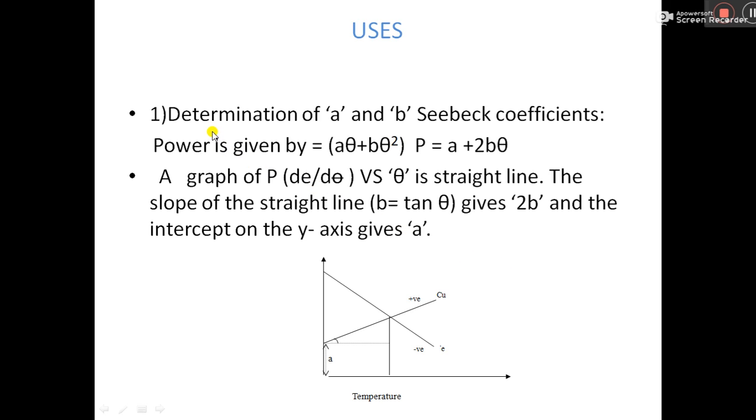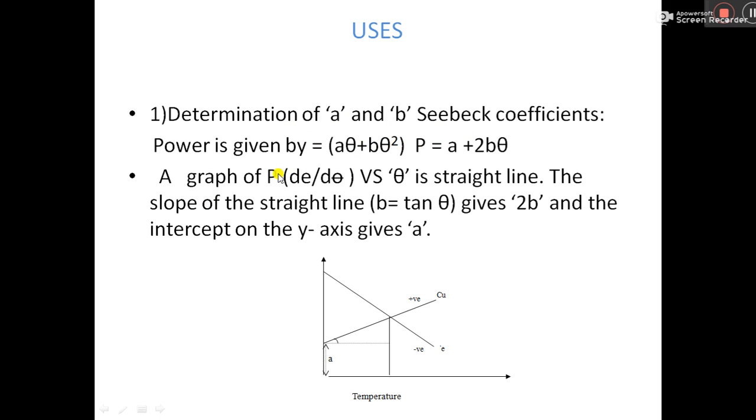Uses. Tide diagram can be used to determine the Seebeck coefficients A and B. Thermoelectric EMF is given by Aθ plus Bθ².